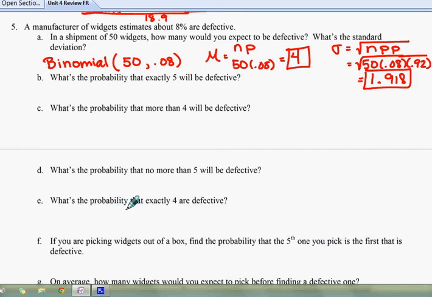For part B, what is the probability that exactly 5 will be defective? Again, we're talking about that same binomial model. Exactly means I can do a PDF for a particular value, 5 out of 50, with the probability of it being defective to be 0.08. It's going to be about 0.1623.